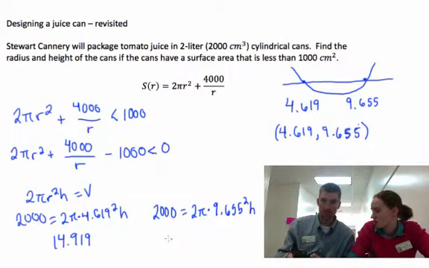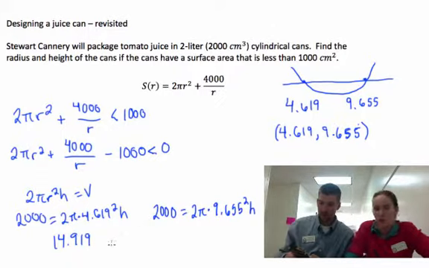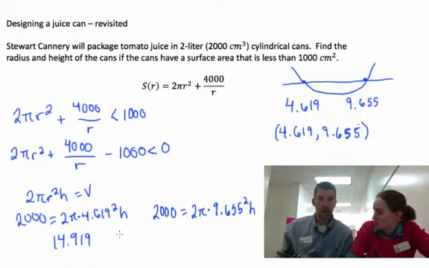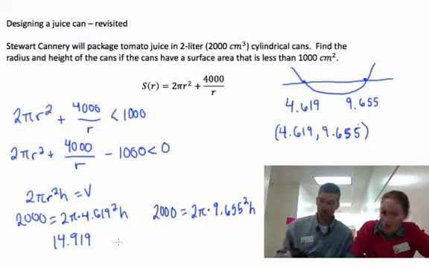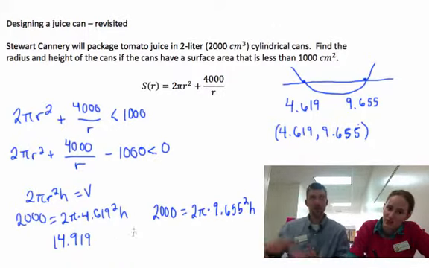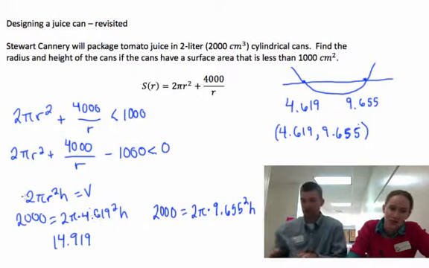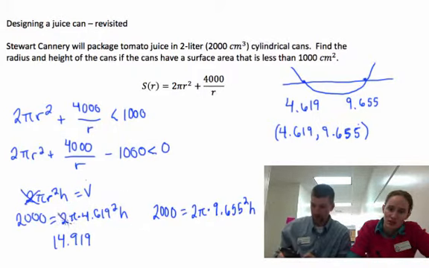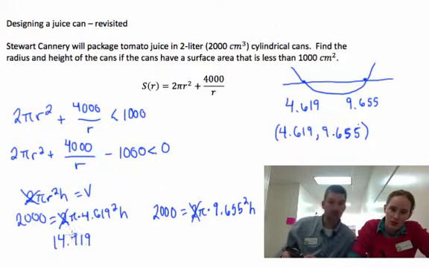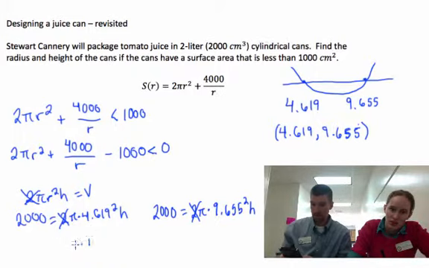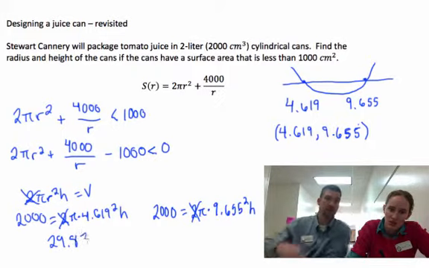Wait, why did we put a 2 in front? The volume of the cylinder is pi r squared h, so there's no 2. So I'll just do it without the 2. I get 29.83 on the first one, and 6.829 on the second one.